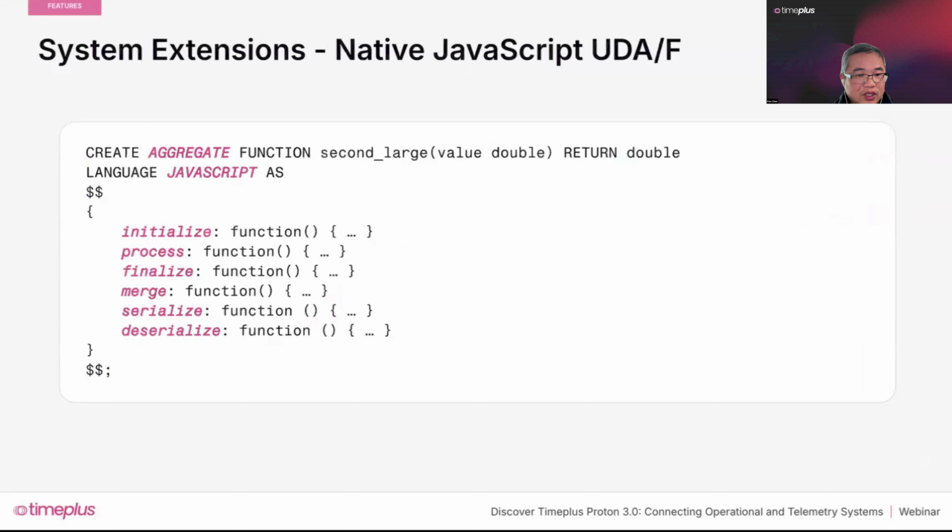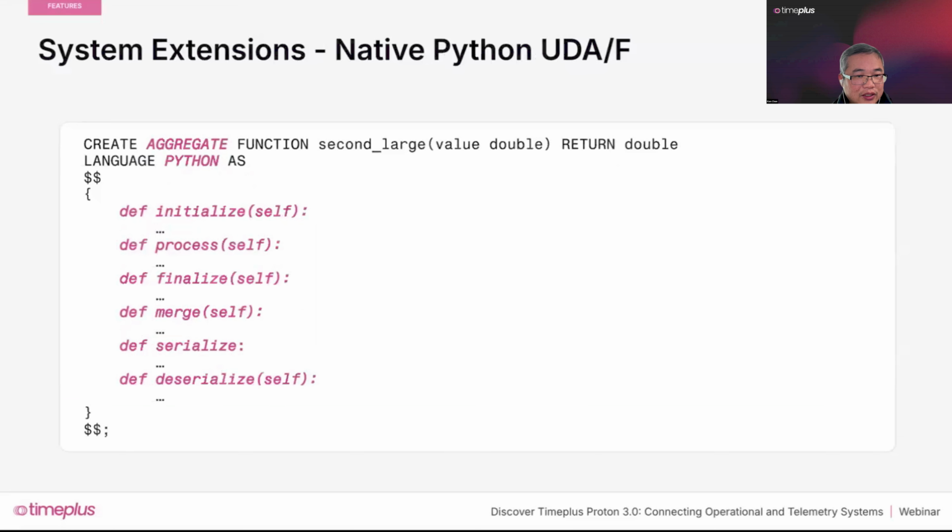Yeah, here are some of the signatures of the aggregation functions. Since we are short of time, we probably don't have much time to delve into the details. If you are interested in how to implement a JavaScript UDF or a Python UDF, we have detailed documentation to cover that. Next one. Yeah, Python UDF, same thing, very similar.